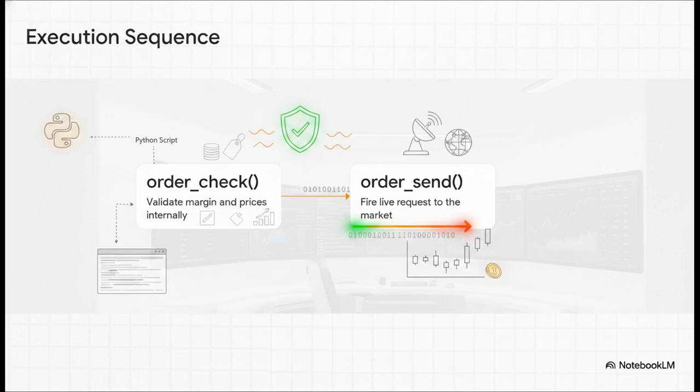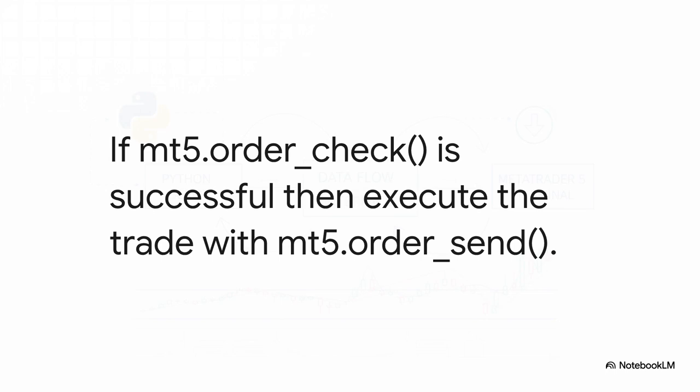Only if that internal check passes do we proceed to step 2, MT5 order send, which fires the actual live request into the market. Translating this into Python is super elegant. You literally just wrap your execution logic in an if statement, checking the Boolean return of mt5.order_check. If it's true, you run mt5.order_send and capture the result. But listen, the discipline doesn't stop there. You have to interrogate that MQL trade result object for a specific return code, 10,009, also known as trade_retcode_done. Seeing that code is your absolute 100% confirmation from the broker that your live trade just executed successfully.